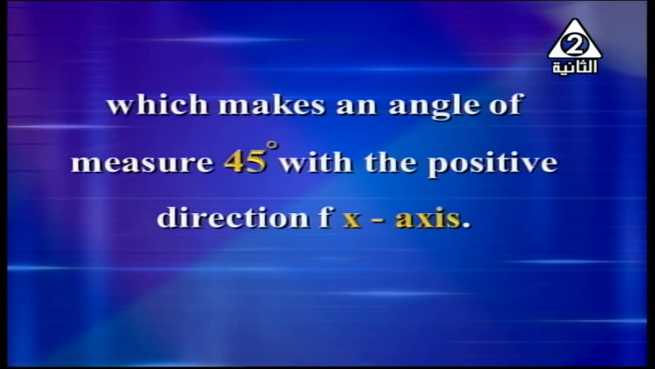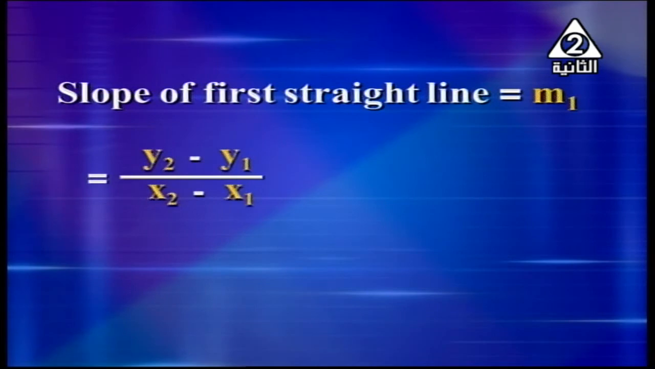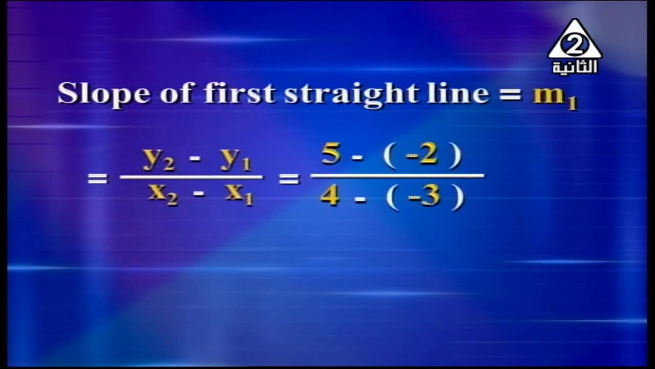So let us try to find the slope of the first straight line. So the slope of the first straight line will be denoted by M1. What about M1? Yes, this straight line passes through 2 points, so it is y2 minus y1 over x2 minus x1. Then it is equal to 5 minus -2 over 4 minus -3, which is equal to 7 over 7 to obtain a result as 1. Then the slope of the first straight line will be 1.